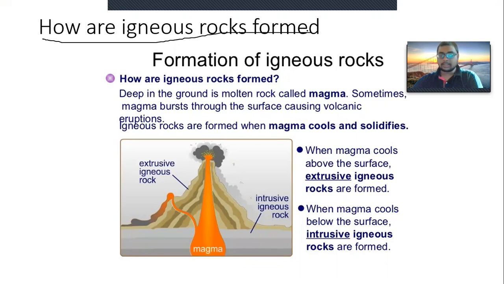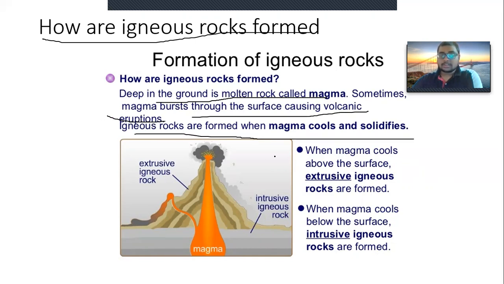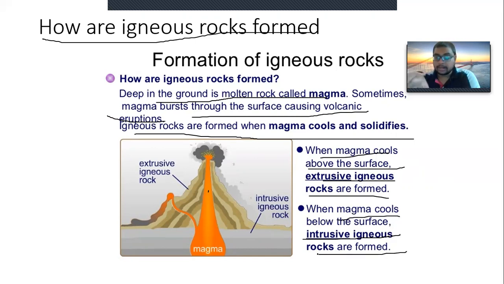We have already seen that, but let's dive deeper into it. Deep in the ground is the molten rock called magma. Sometimes magma bursts to the surface, causing volcanic eruptions. Igneous rocks are formed when magma cools and solidifies. So when there are explosions in volcanoes, the rock which is formed is called igneous rock. When magma cools above the surface, extrusive rocks are formed. When magma cools inside or below the surface, intrusive rocks are formed. That is, they cool at a rapid rate or at a slower rate.